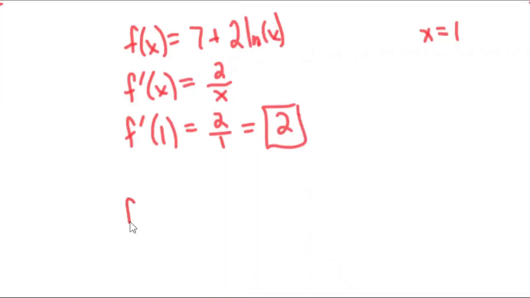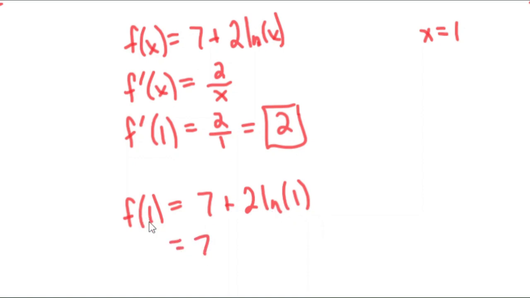Well, notice our formula for f of x is up here. f prime of x is this. So we found f prime of 1. Now the question is, what is f of 1? Well, f of 1 would be 7 plus 2 times natural log of 1. Now, natural log of 1 is really 0. Log base anything of 1 is going to be 0. e to the what power is 1? Well, e to the 0 is 1. So this is 0. So 2 times 0 is 0, and we end up just getting 7. So notice f of 1 is 7.